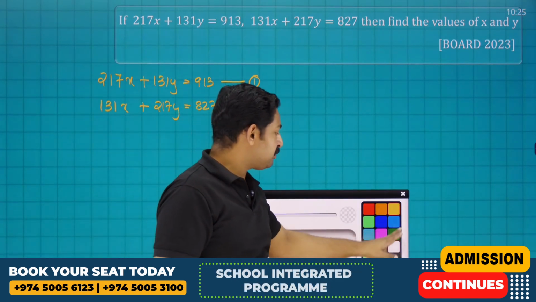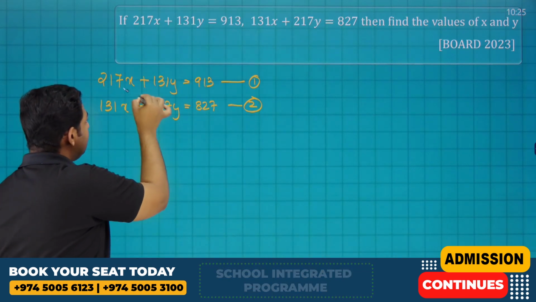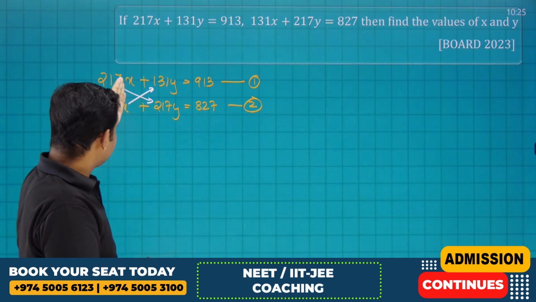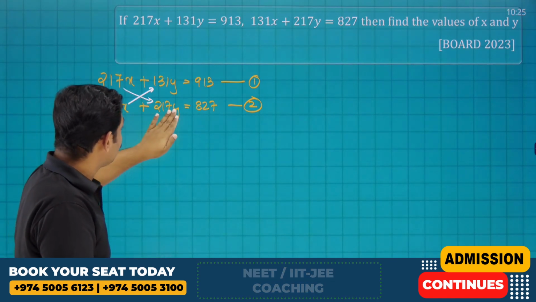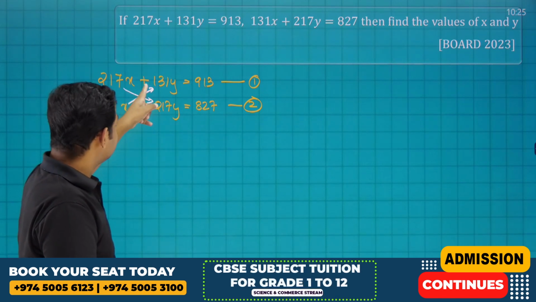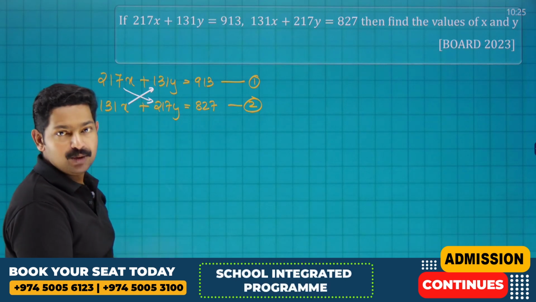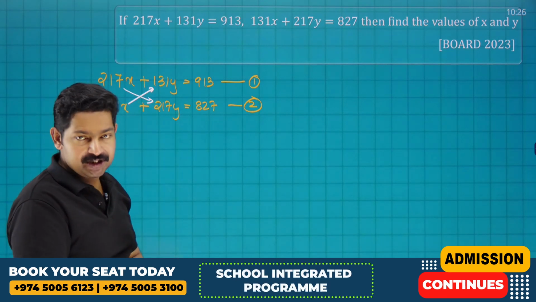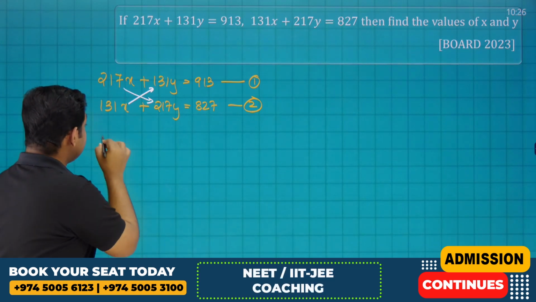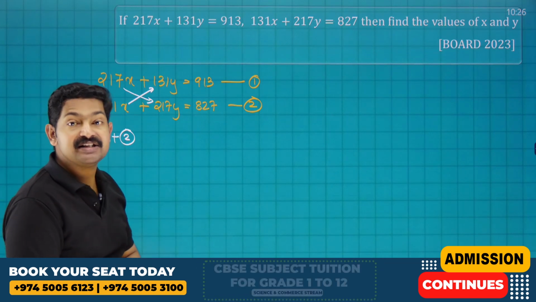As I told, it's a special type of equation. How can we understand that it's a special type of equation? Diagonally you can see the coefficient of x in the first equation and the coefficient of y in the second equation are equal. And the coefficient of y in the first equation and the coefficient of x in the second equation are equal. So this is a special type of equation. First of all, we need to add these two equations, equation number 1 plus 2.